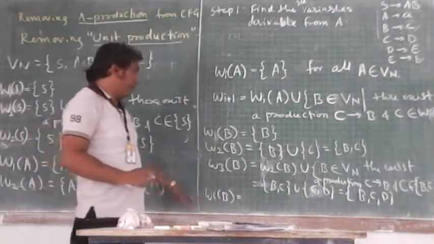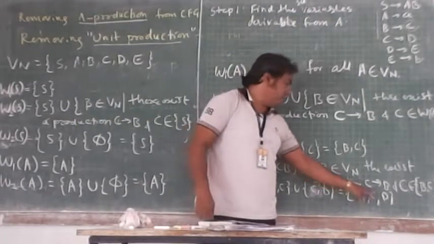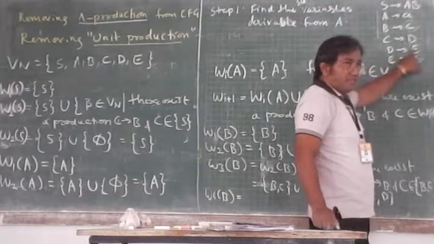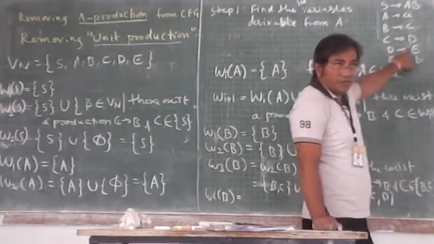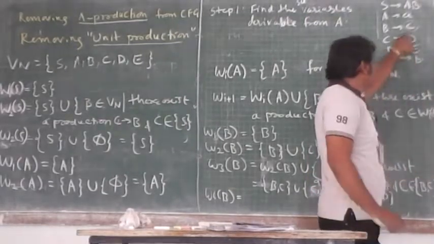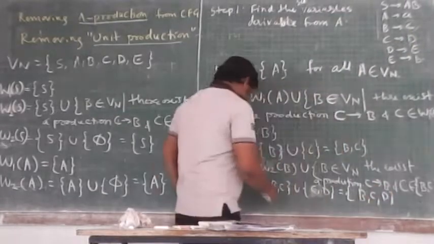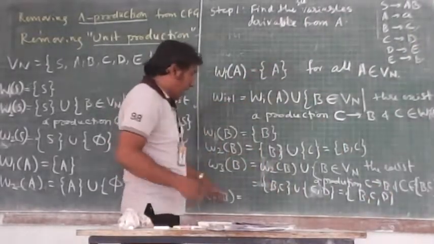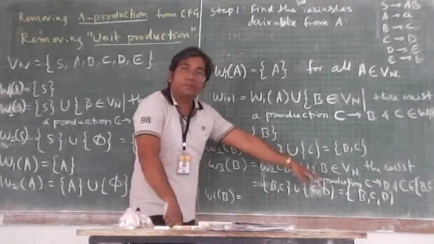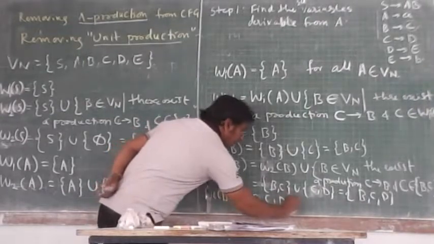What do you get for W4B? Find the productions for B, C, D. See, unit productions are what? If it is a unit production, then select the right hand side. In this case, C, D, E I got. For D, I got E. So that C, D, E I am unioning with B, C, D. What do I get? B, C, D and E I get.